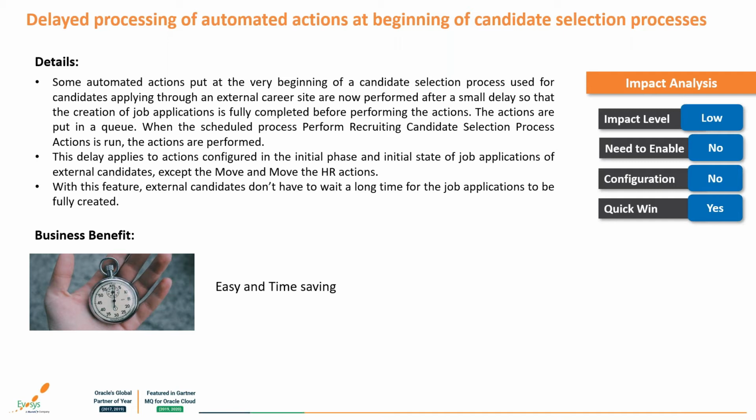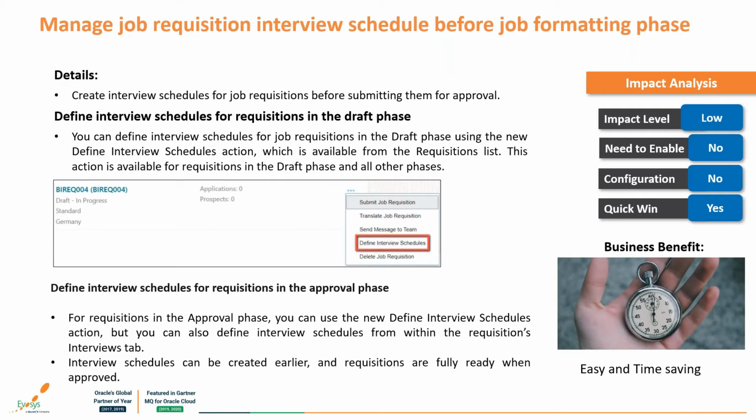This feature is mostly applicable to those who use automated actions in the starting phases of their candidate selection process. This feature's delay applies to actions configured in the initial phase and state of the job application, except the move to HR actions, which are the last phase of any candidate selection process. So yes, this saves a lot of time for the HR team, and it is easy to use.